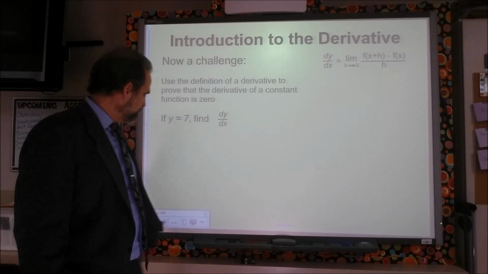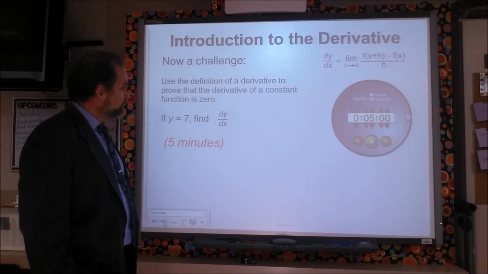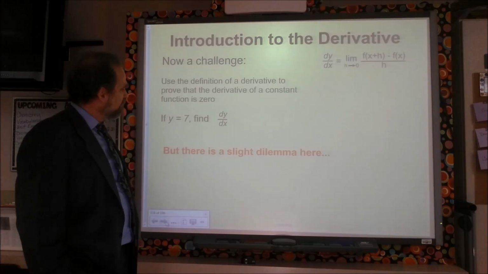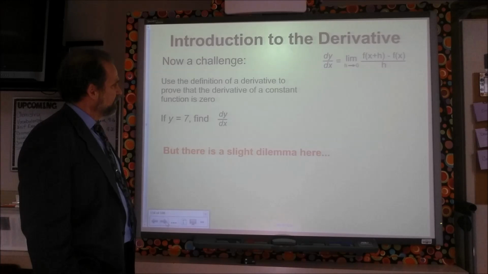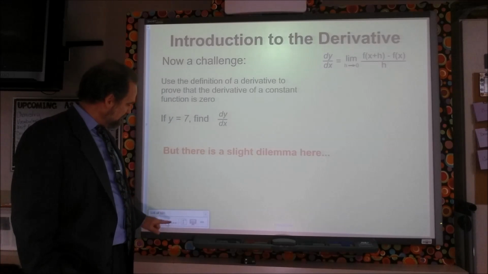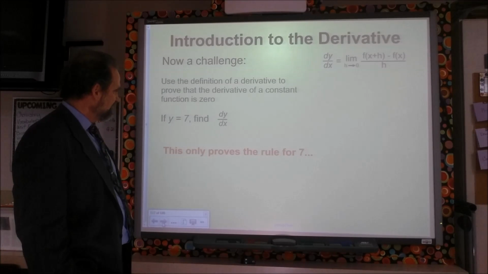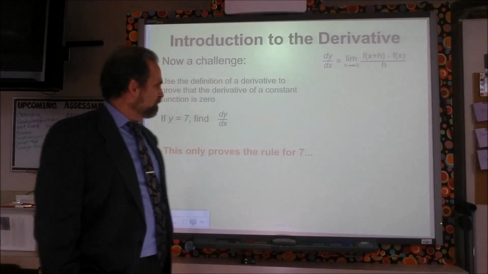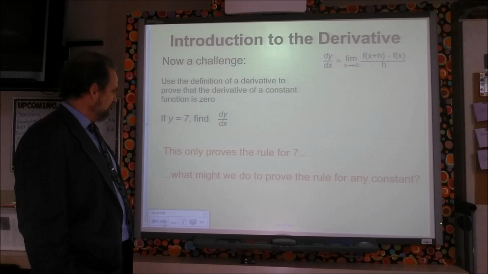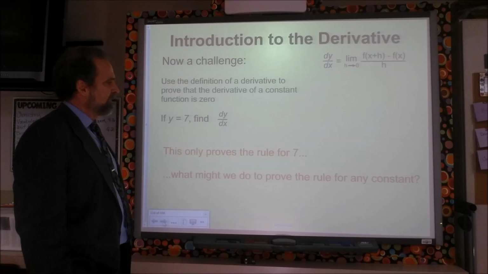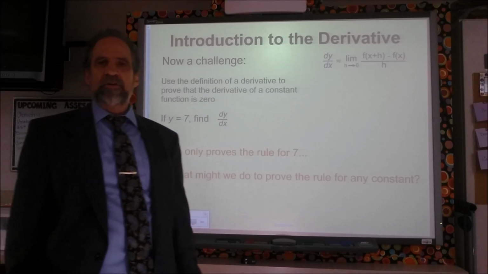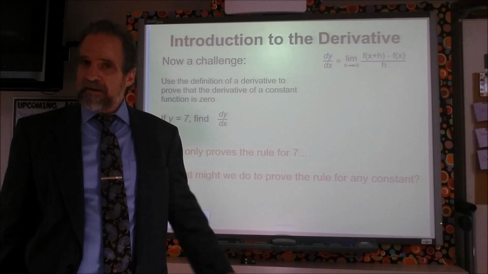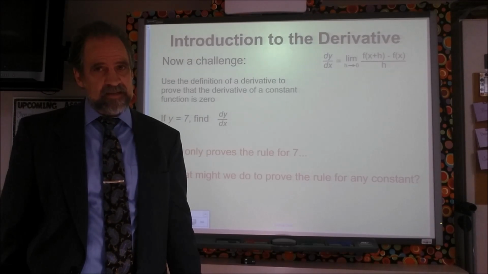And welcome back. So there's that 5 minutes again I keep forgetting about. All right, there's a slight dilemma here. Where is the x? If we do this, this will only prove the rule for 7, and there is no x. What might we use to prove any constant? In other words, I could use 7, but what about 8 or 12 or pi? Isn't pi a constant? Or e? Isn't e a constant? Yes.